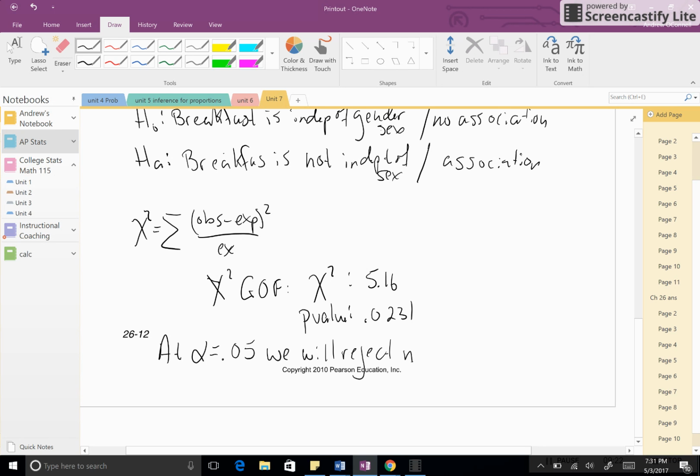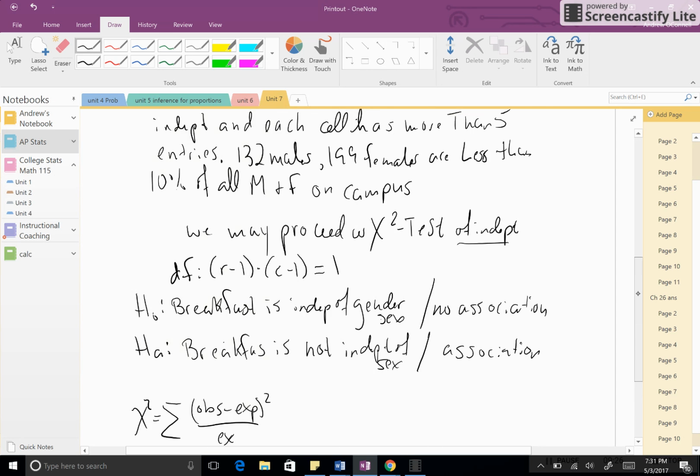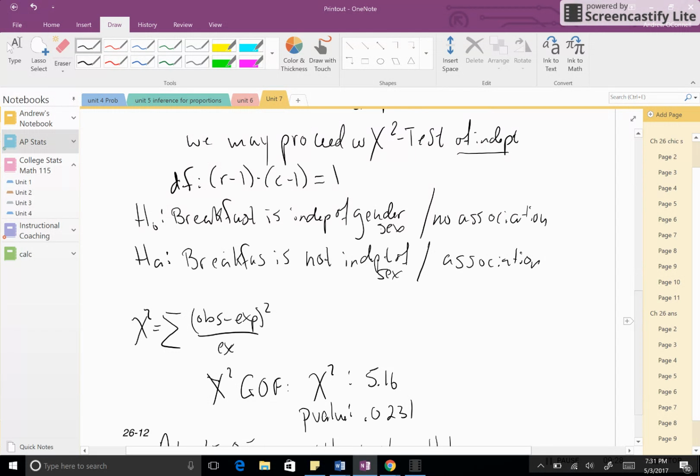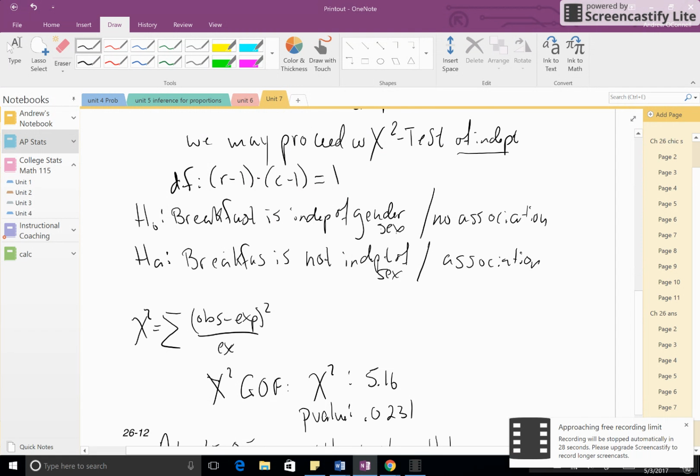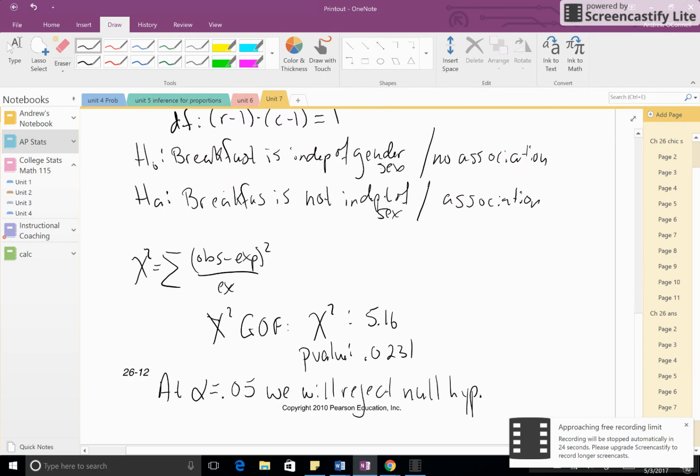we will reject the null hypothesis. Remember, the null hypothesis up here is telling us that breakfast is independent of sex, and that there's no association. We just rejected it, so we're saying that there is an association between sex and breakfast, with females more likely to eat breakfast.